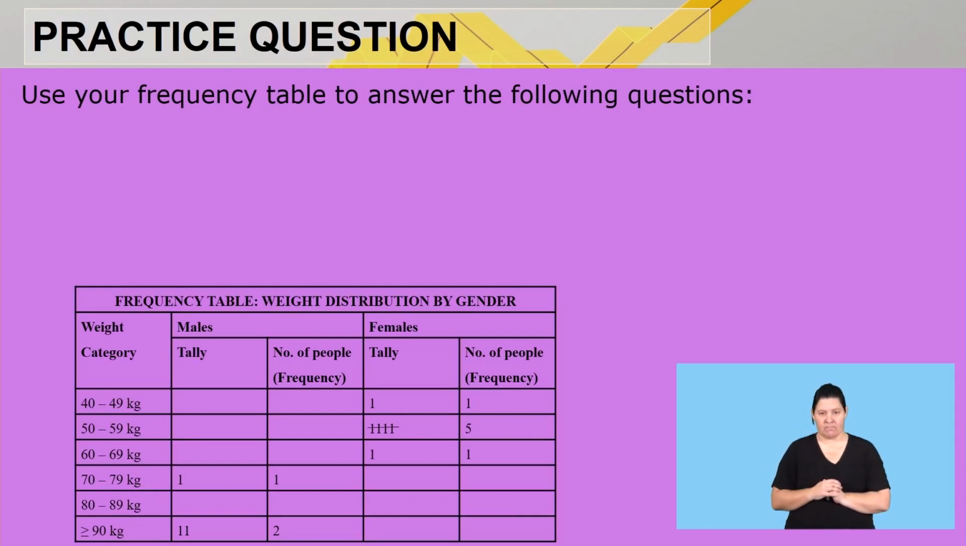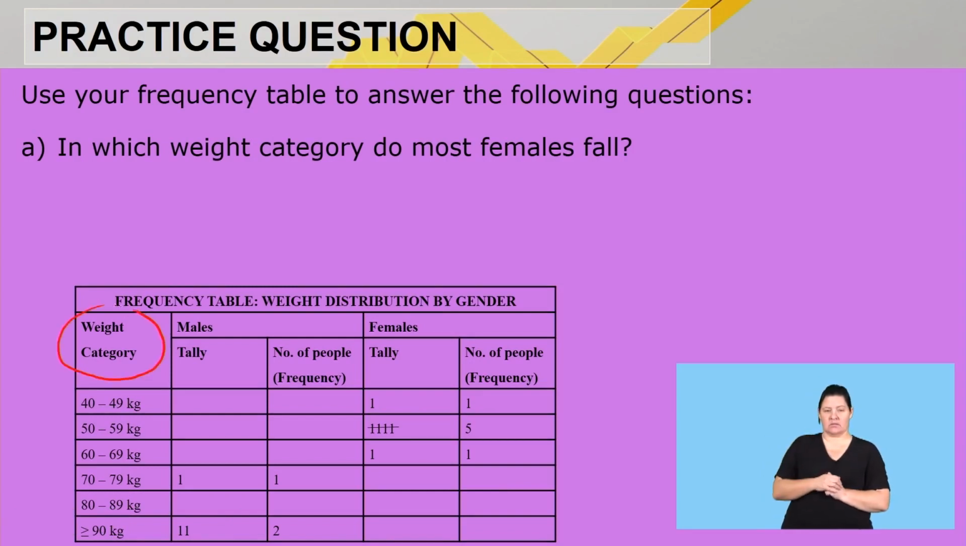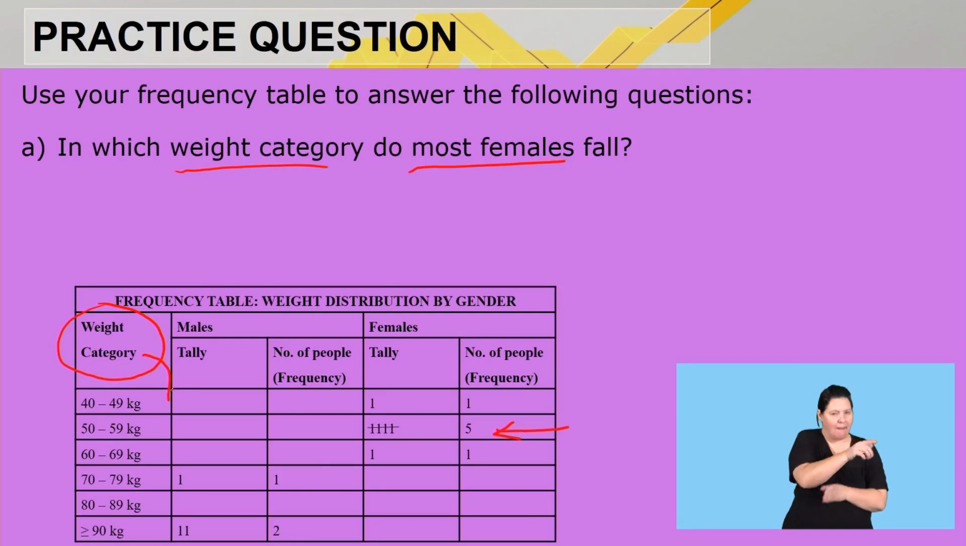Right, let's look at the first question. It says, in which weight category do most females fall? Right, so if I look at this, here's my weight category. And where will I find most females? Can you see what I'm doing? I'm underlining the important words. Now, that guides me, tells me what I must answer. So in this case, I'll see here is where I'll find the most females. But important is in which weight category. So therefore, I look at the weight category and I say, okay, that will be in the weight category 50 to 59.